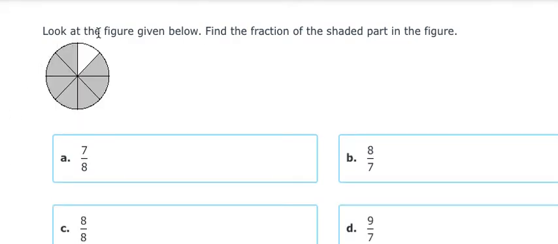Look at the figure given below. Find the fraction of the shaded part in the figure. So let's find out how many are shaded. First of all, there are 4 on this side and 3 on this side. 7. So plus 1 more, that's 8. So 8 is the denominator and 7 is the numerator.